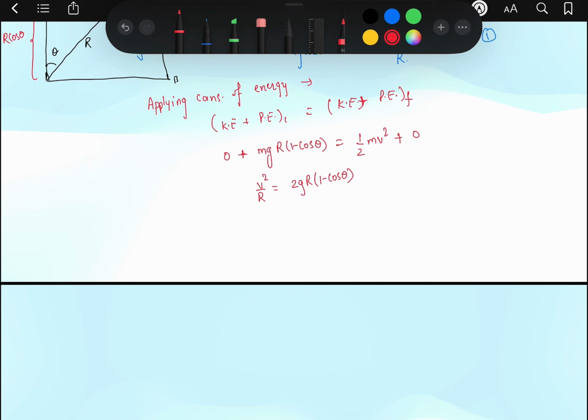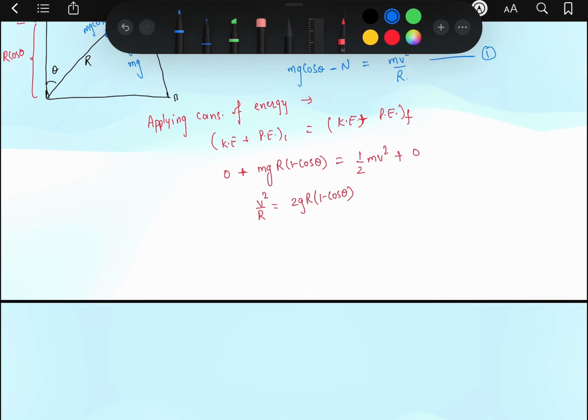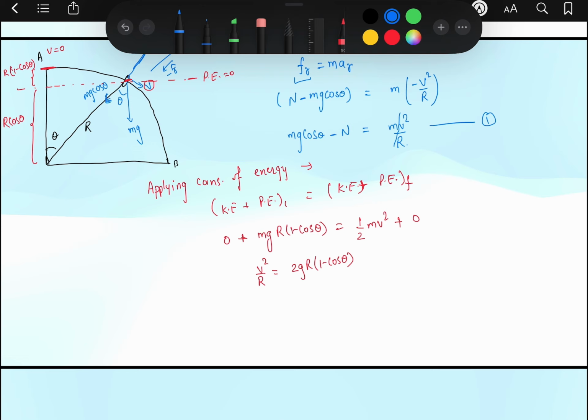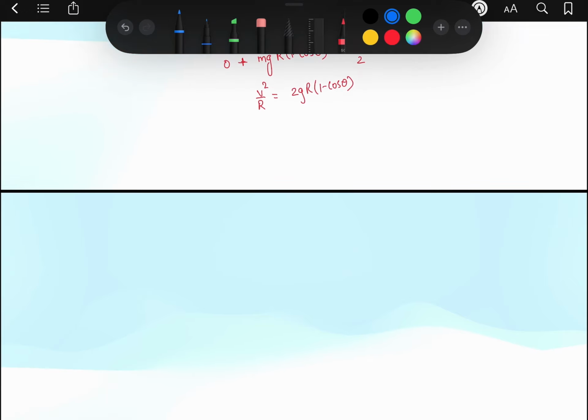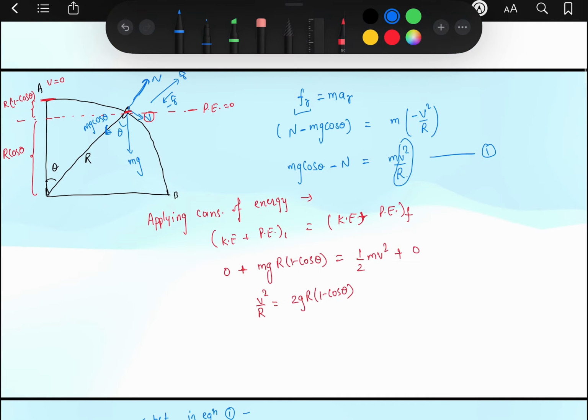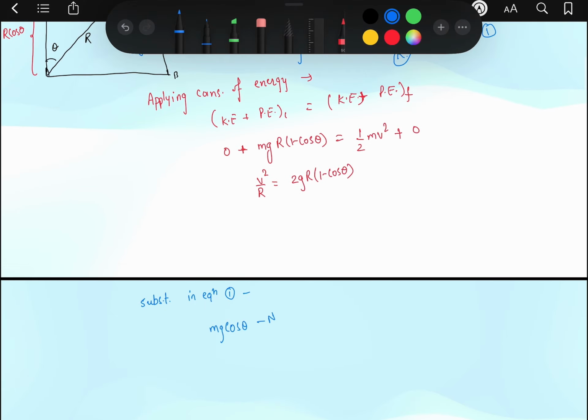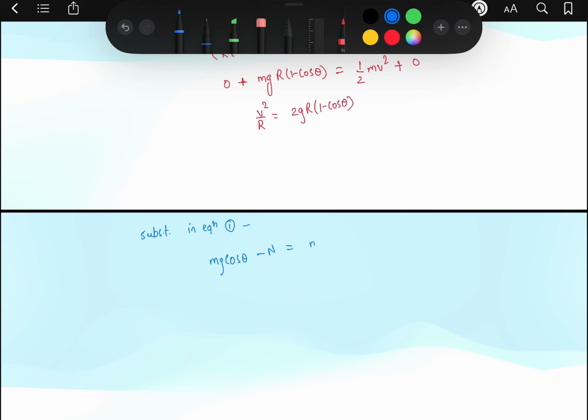Now from equation number 1, if I substitute the value of v square by r in this equation, then what will it be? Substituting this value in equation number 1, then equation 1 will be mg cos theta minus normal, that will be equal to m into v square by r, and the value of v square by r is 2gR into 1 minus cos theta.